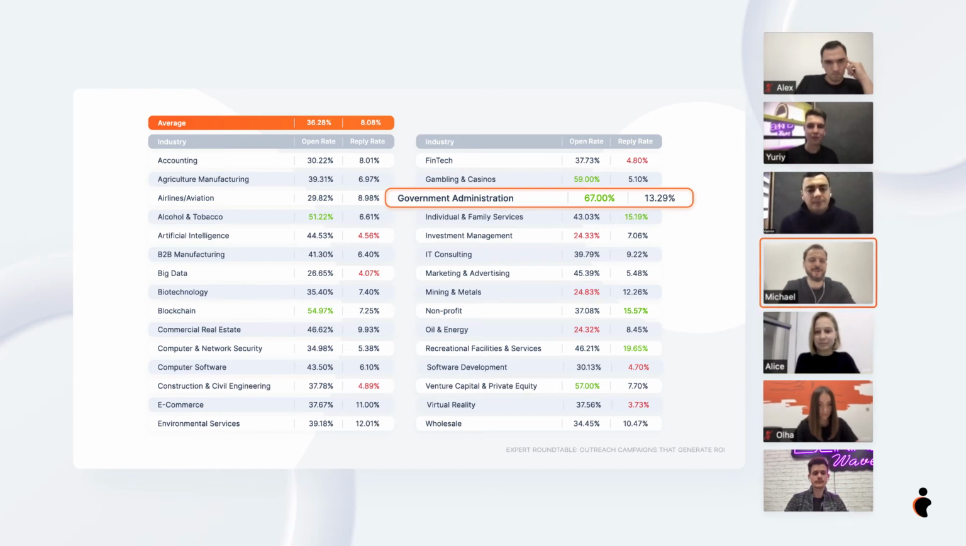Right. So good open rates don't mean that they're going to be a good appointment rate and that you can actually do good business with those folks, right? Okay, that's a very good point.